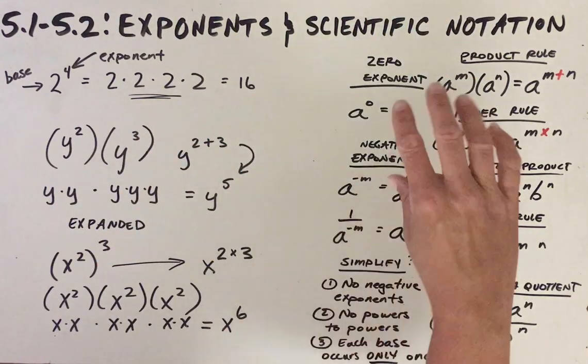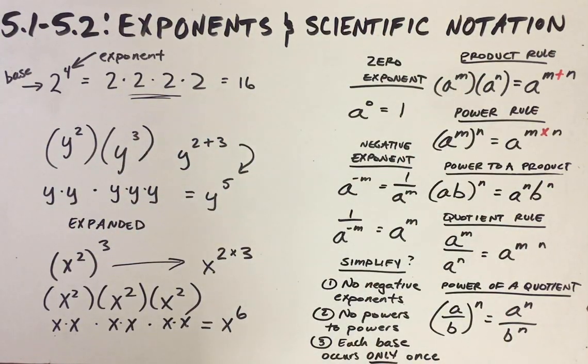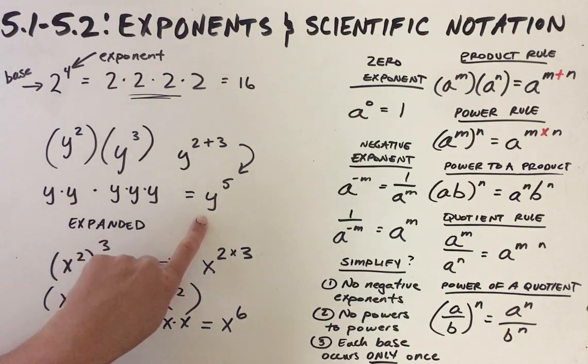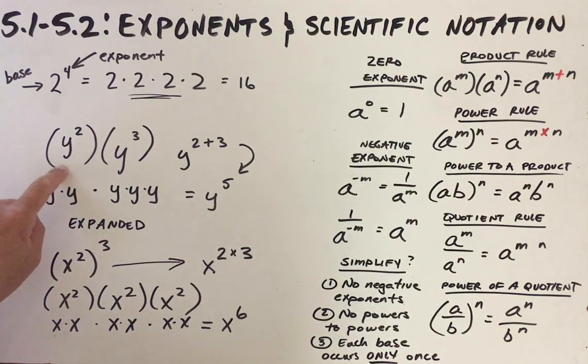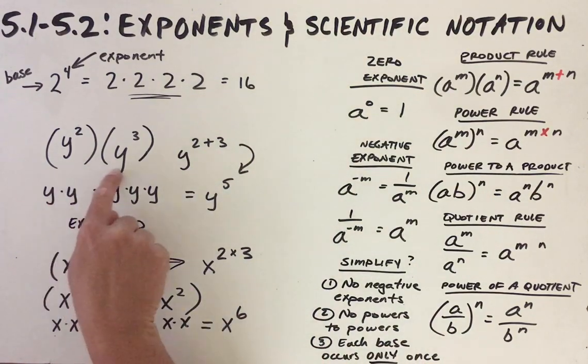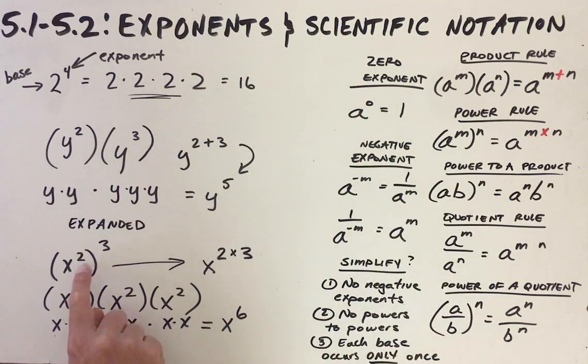I highly recommend memorizing every single one of these rules and knowing how to use them in any situation. So again, by expanding each of these, I can prove that this is the rule. There's literally 2 y's here and 3 y's here, so there's a total of 5. But here there's 2 x's, 2 x's, 2 x's, so there's a total of 6 x's. So you can see the difference in the relationship. The difference is that this one is multiplying bases, and this one is a power being raised to a power.